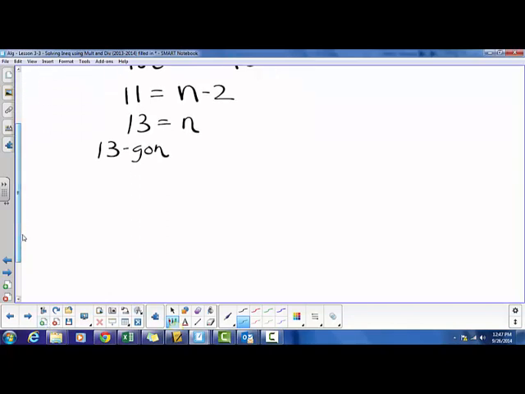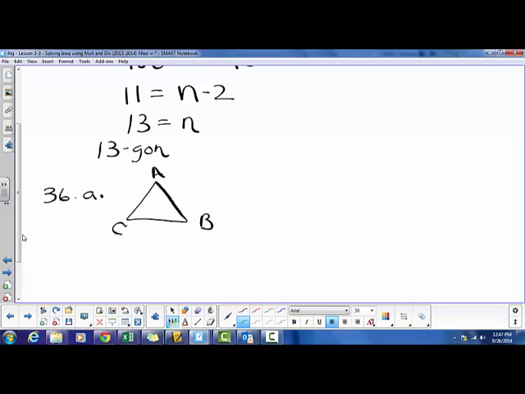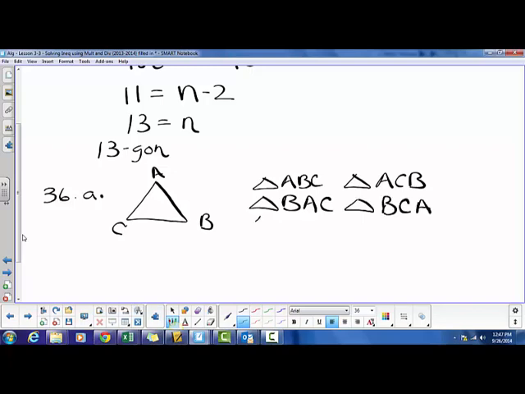Number 36. 36A. It says, make a 3-sided figure, label the sides A, B, and C. How many ways can you write that? Well, I can call this triangle ABC, or triangle ACB. I can also call it triangle BAC or triangle BCA. I can also name it triangle CAB or triangle CBA. So I'm going to use 3 letters and I can name it 6 ways.